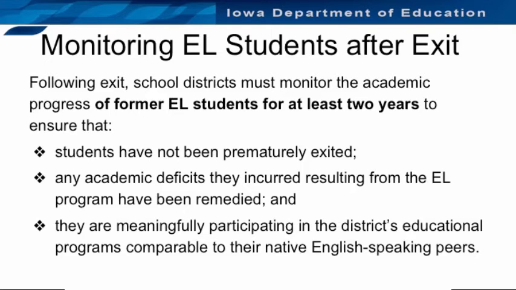So what does monitoring EL students after exit look like, sound like? Following exit, school districts must monitor the academic progress of former EL students for at least 2 years to ensure that, first, students have not been prematurely exited. Second, any academic deficits they incurred resulting from the EL program have been remedied, and third, they are meaningfully participating in the district's educational programs comparable to their native English-speaking peers.